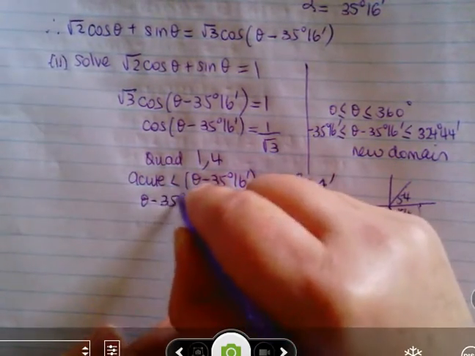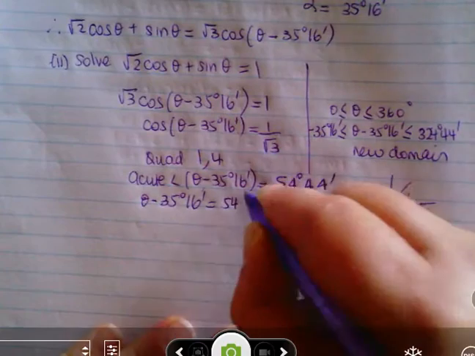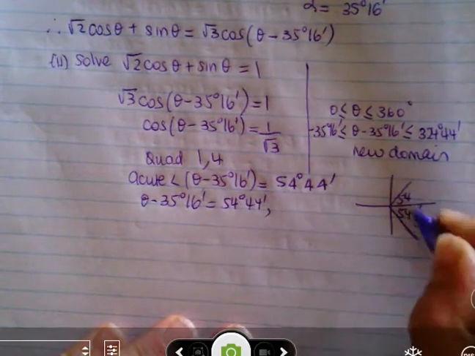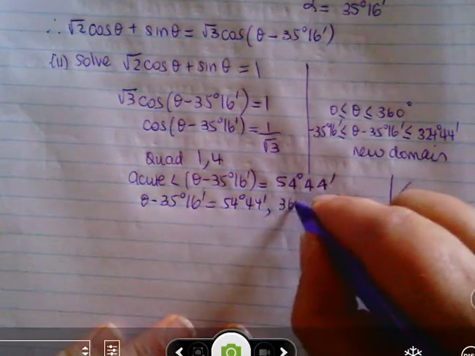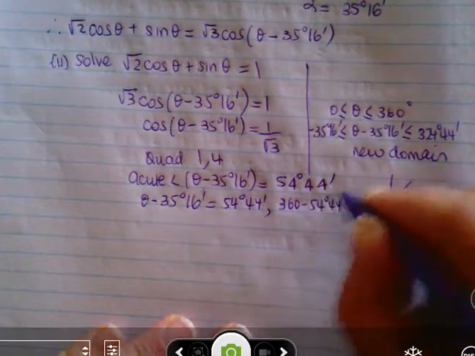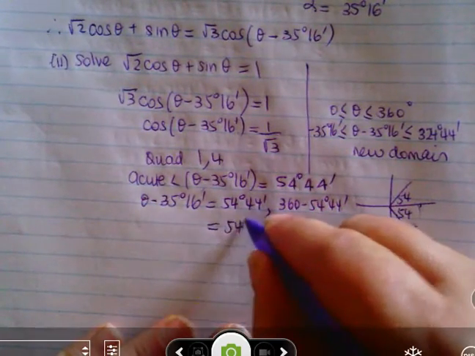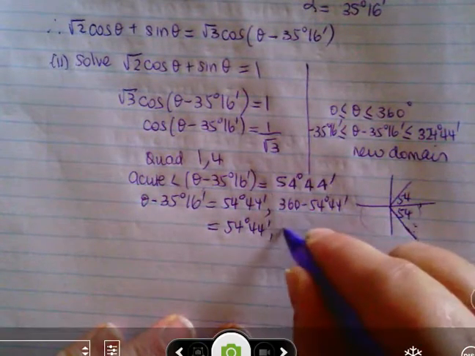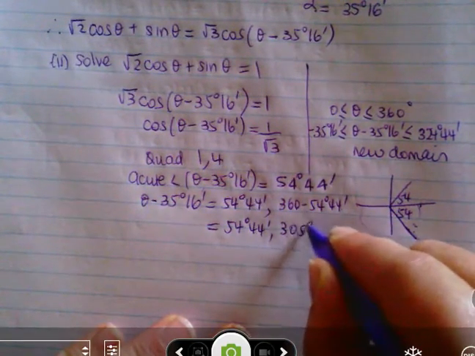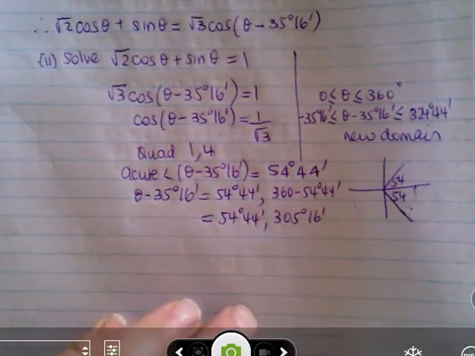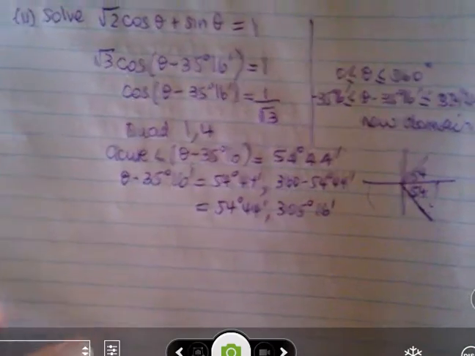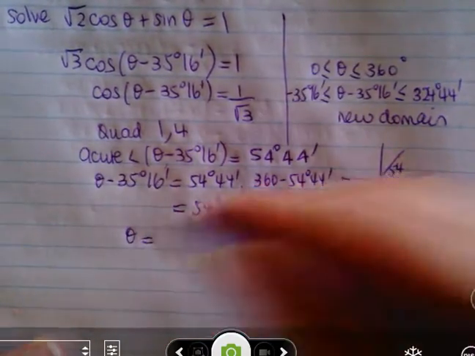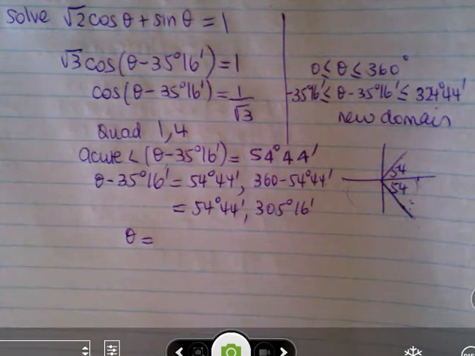What's my first one that fits? So theta minus 35 degrees 16 minutes. It's the 54 degrees 44 minutes for quadrant 1. And this one should fit in 324, and it'll be 360 minus 54 degrees 44 minutes. So your two answers there are 54 degrees 44 minutes and 305 degrees 16 minutes. And that's what theta minus 35 degrees 16 minutes is. So now what do we do? Add. So for theta, you need to add 35 degrees 16 minutes to each of those.